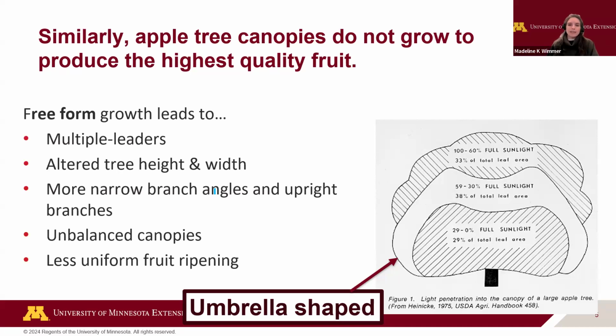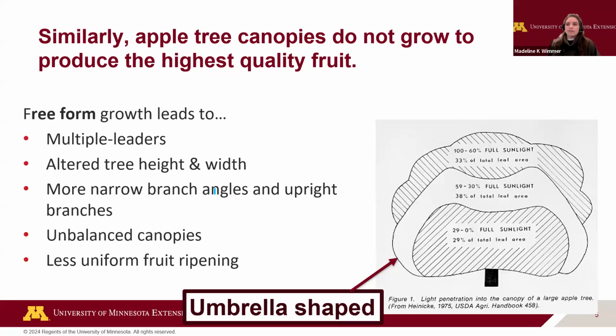But with the way that trees naturally grow, they're not growing in forms that are the most optimal for fruit production. So free-form growth, which is this natural form of growth, can look umbrella shaped, and it can lead to having multiple leaders or multiple trunks. Perhaps a tree size and shape that goes beyond what you would want.